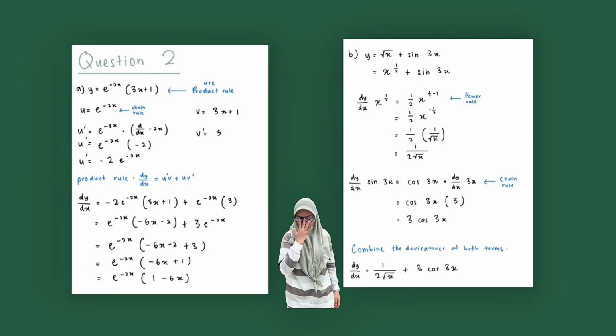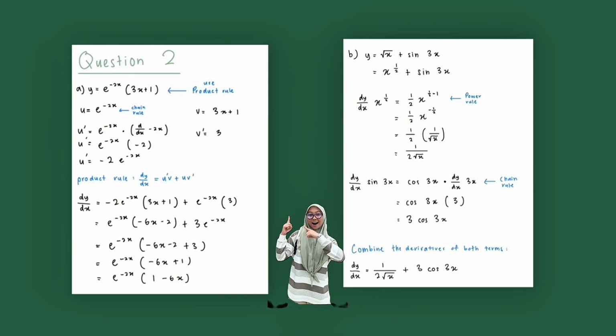From this, we need to change the x to the power of negative 1 over 2 into 1 over square root x. Then, we just have to multiply the 1 over 2 times 1 over square root x. Then, the final dy dx of x to the power of 1 over 2 is 1 over 2 square root x. Next, differentiate the sine 3x.